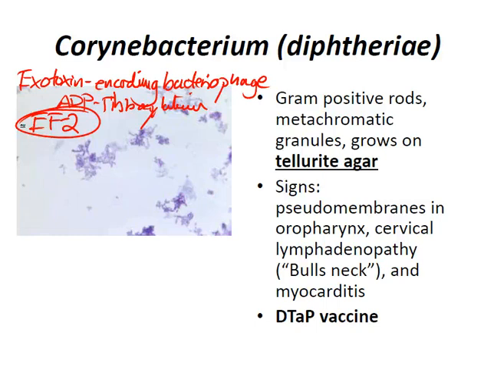The signs include pseudomembranes in the oropharynx, cervical lymphadenopathy known as bull's neck, and, if left untreated, myocarditis could develop. There's usually a progression of the deterioration of myelin sheaths in the central and peripheral nervous system. The signs and symptoms include blurry vision and pharyngeal diaphragmatic paralysis.